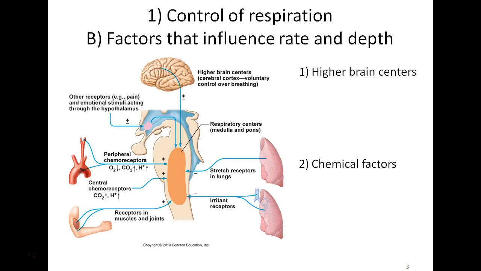So let's look more in depth at how we might control respiration with these neural influences. We have two main factors that influence the rate and depth of breathing. That's going to be input from higher brain centers, we're talking about the cerebral cortex. Notice how that's coming into our respiratory center. And then also we get chemical factors, things like peripheral chemoreceptors come into this respiratory center, receptors in muscles and joints, irritant receptors, stretch receptors. These are all coming into this respiratory center.